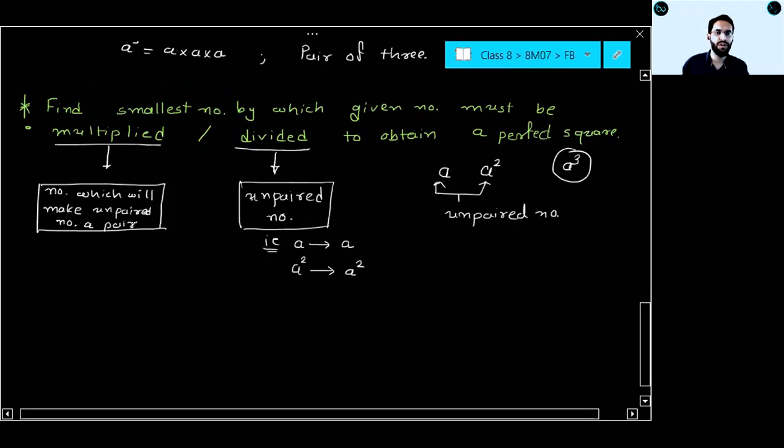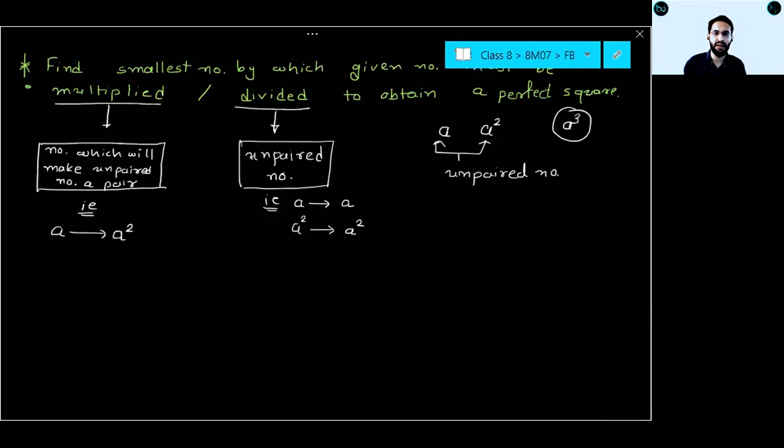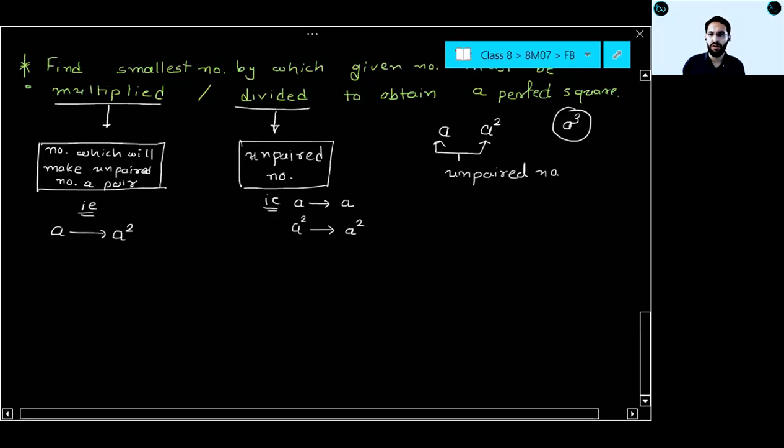Okay. So if you want to make an unpaired number a pair, what should be your answer? See, if your unpaired number is A, it should be multiplied with which number to make it a paired number? A should be multiplied with A square or not? If A is multiplied with A square, your answer will be A cube. Is it clear, everyone? Okay.